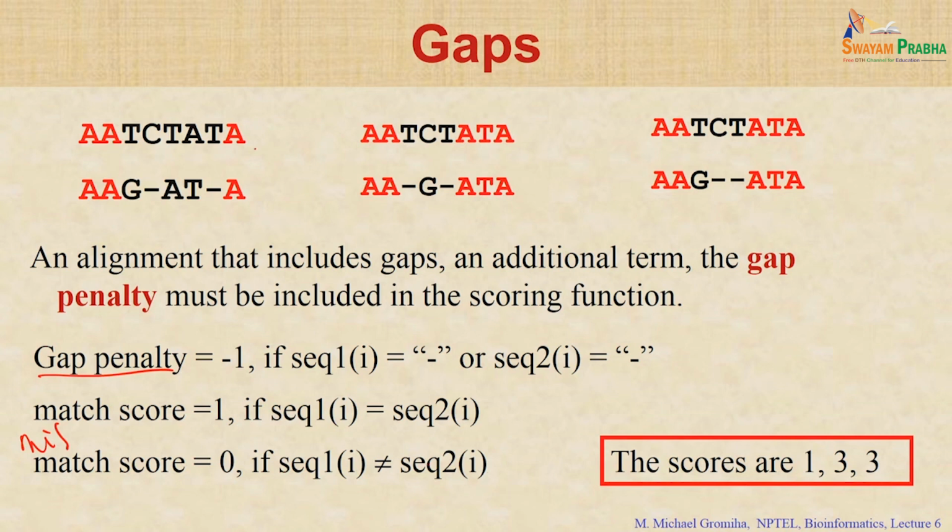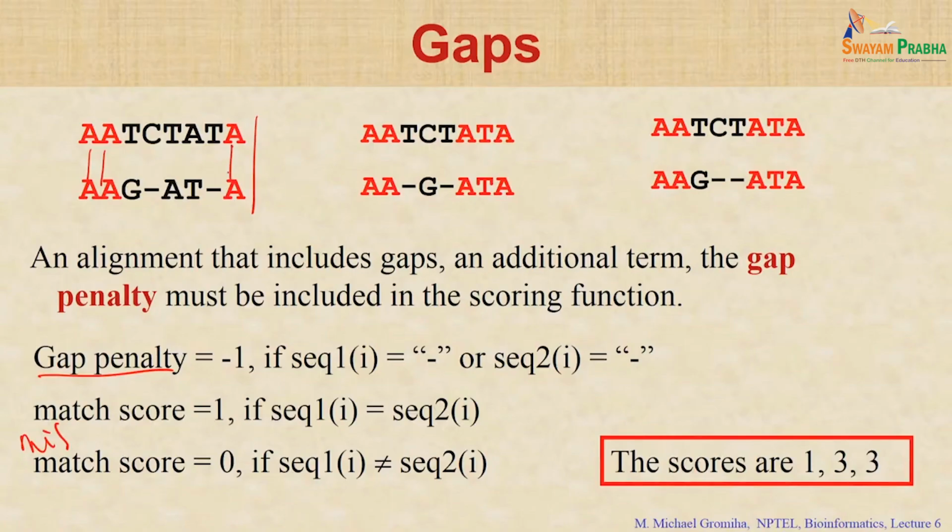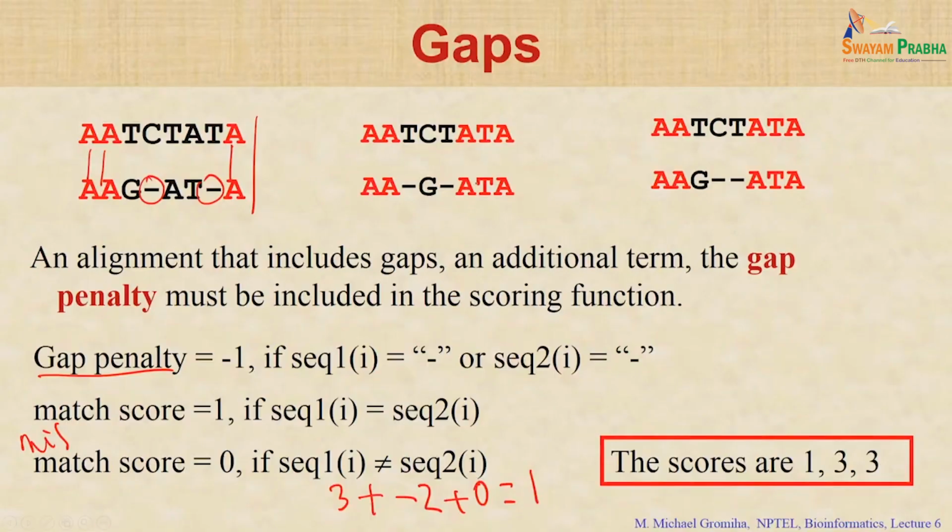If you do this, what is the score for the first alignment? This is 1, 2, 3, so the match score is 3, this is minus 1, this is minus 2, and the others are 0. So, this will be 1. If we take this alignment, what is the matching score? 1, 2, 3, 4, 5, minus 2, plus 0, this is equal to 3. And about this one? 1, 2, 3, 4, 5, 5 minus 2 plus 0, this is equal to 3.